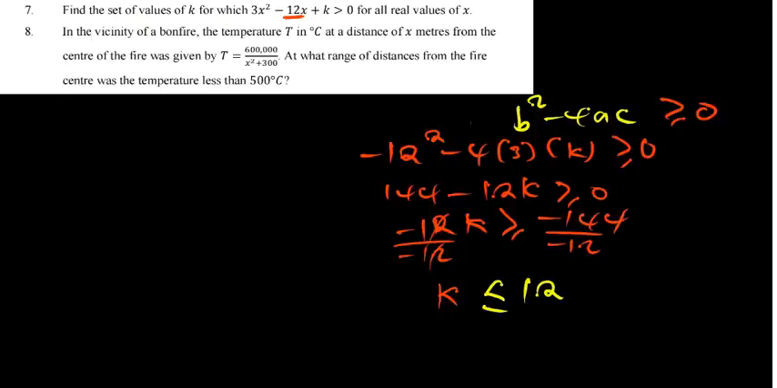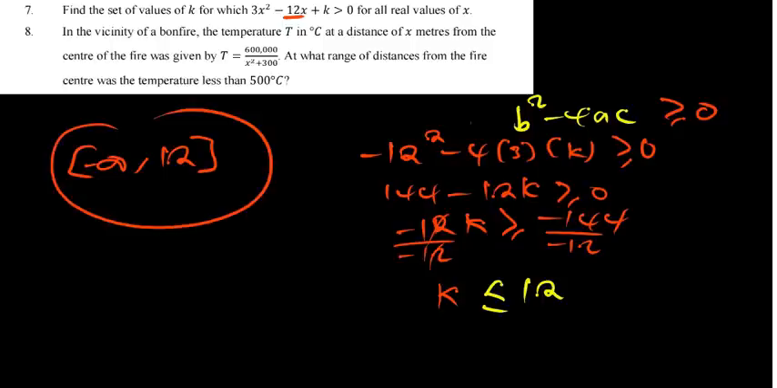So k has to be, now the question is saying, find the set of values of k. So I have to put this in set interval notation. Let me just say the set of values should be from negative infinity all the way to 12. But 12 has to be included. So any number which I can put there less than or equal to 12 is going to be defined. Unless you have questions for question 7. Do you have questions? I have to put this in set interval notation because I'm finding the set of values. So the set of values is going to be from negative infinity, since we know that when you say less than, k is less than or equal to?